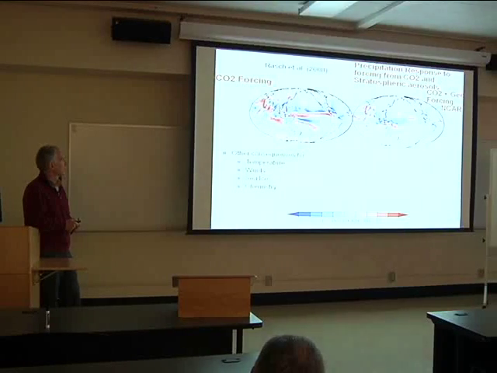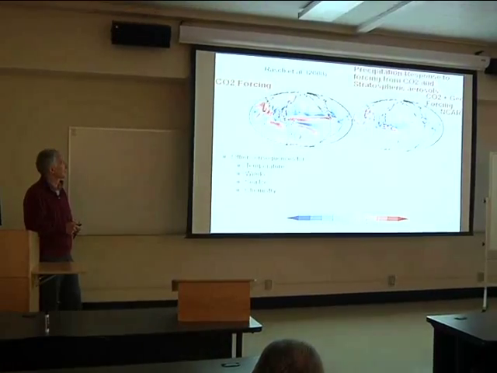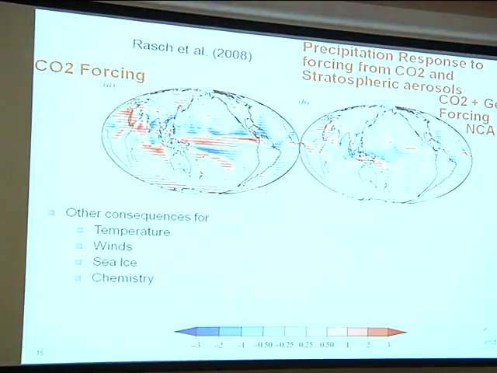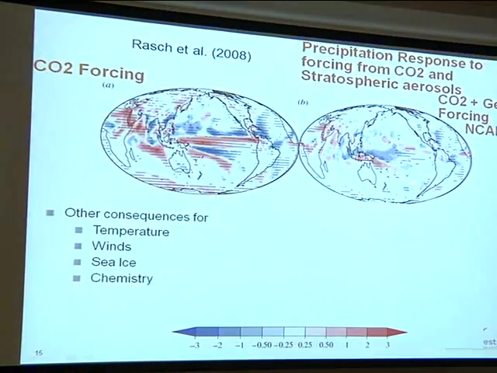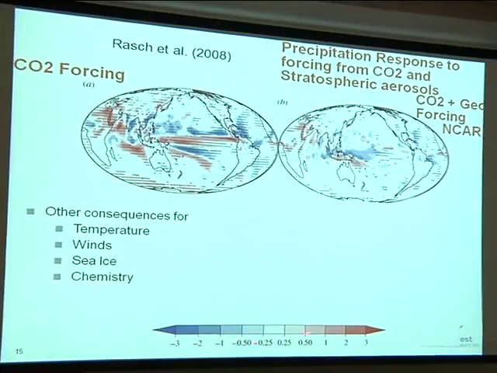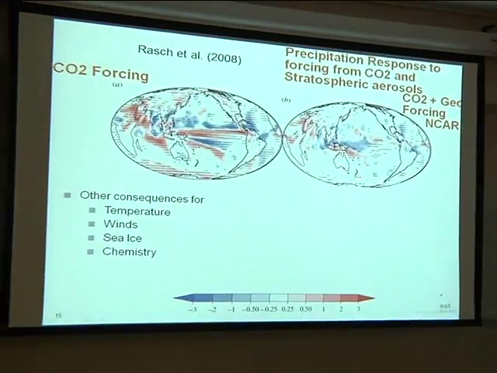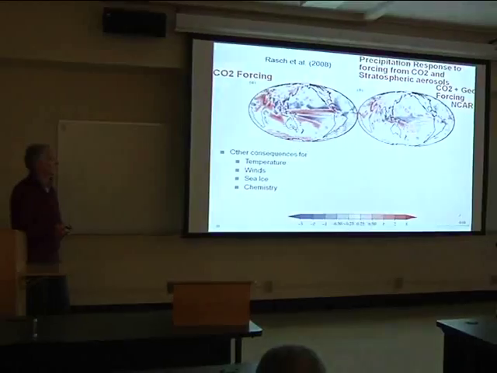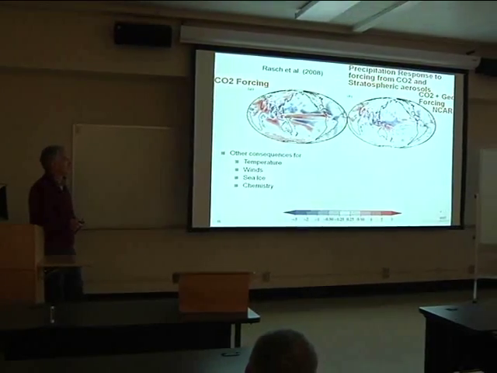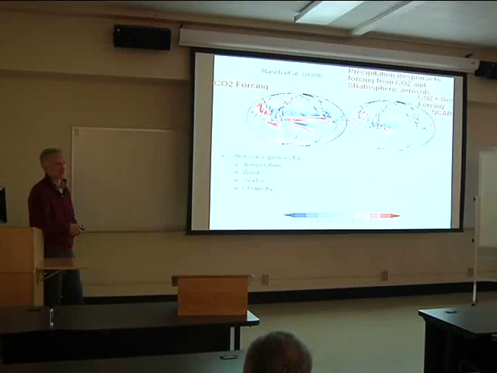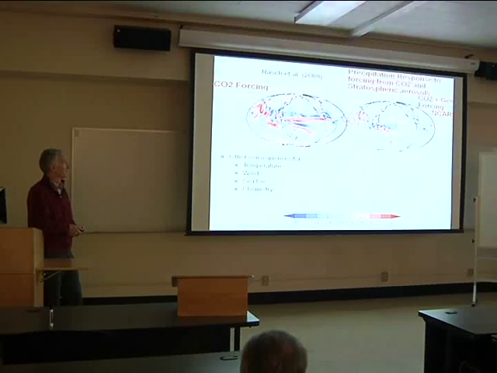If we then, instead of doing a simulation with just doubled CO2, we introduce these stratospheric aerosols at the same time, then what you see are fewer areas where it's colored. And the areas where it's white are indicating areas where the model says that there will be very little precipitation change. So in this case, the hint is that geoengineering would return many parts of the planet to an area that looks more like present day than if we don't do the geoengineering.